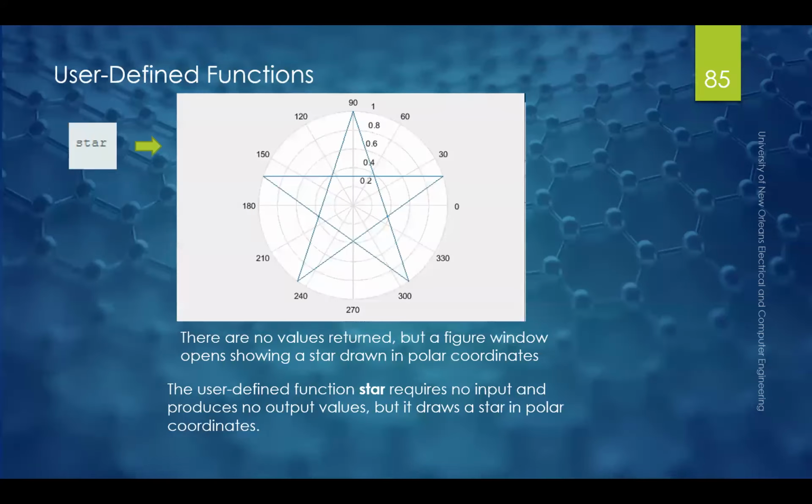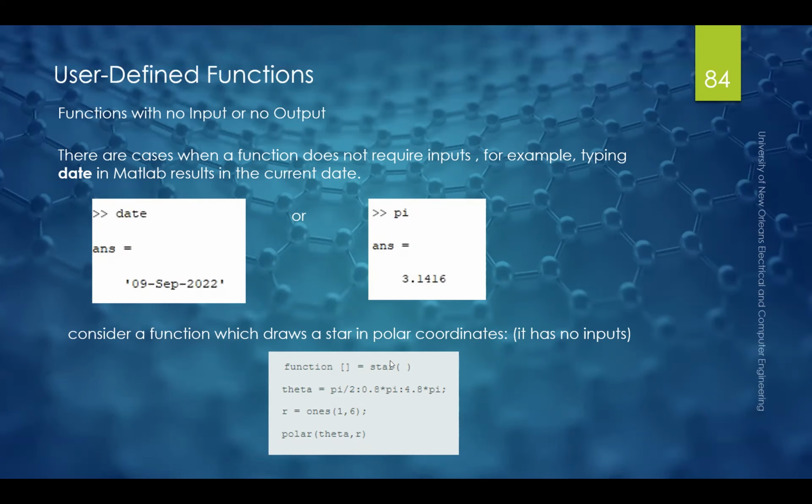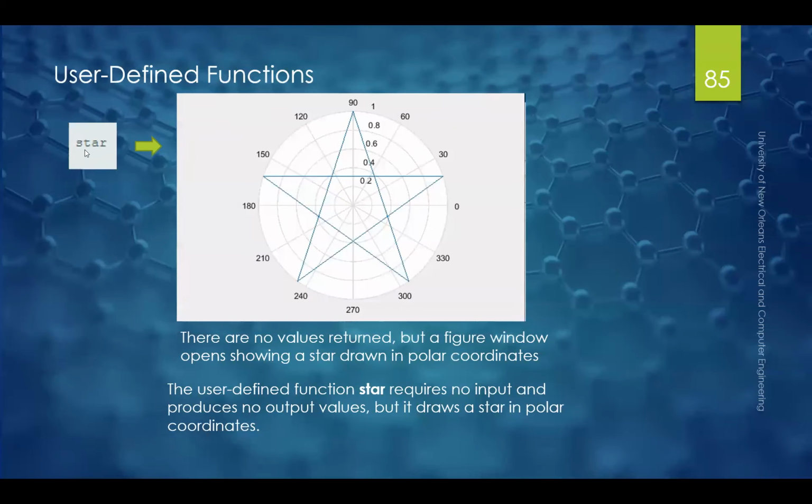But what it creates is this, right? So just by typing the name of the function, in this case just star, with no arguments, you create this graph. So there are no values returned, but it creates a figure that shows a star in polar coordinates. So this user-defined function requires no input and produces no output, but still draws a star in polar coordinates. Okay?